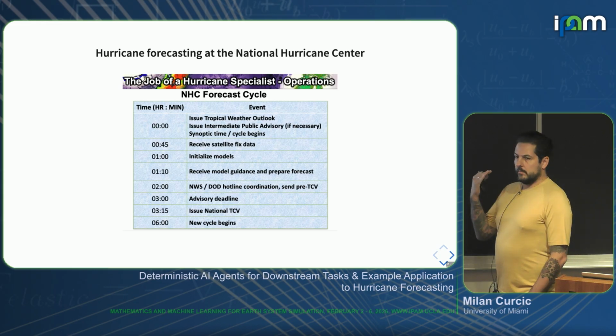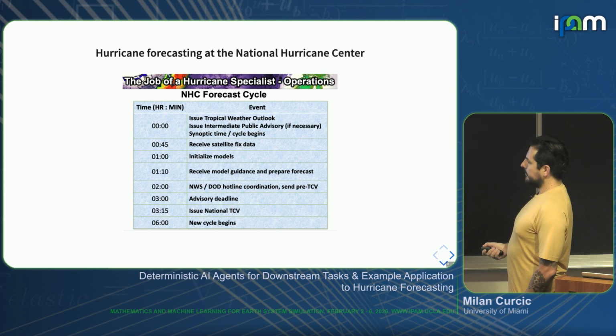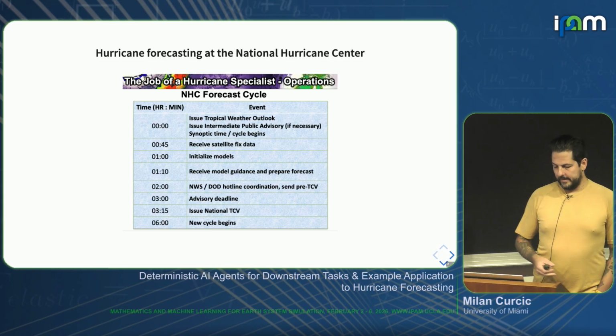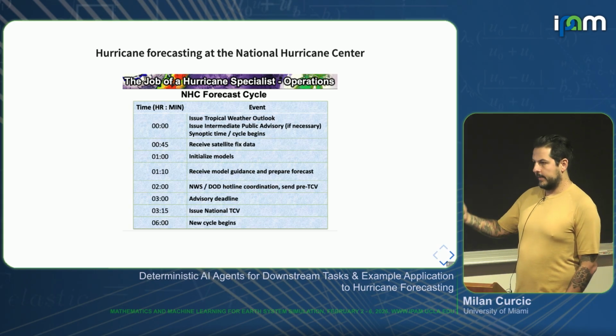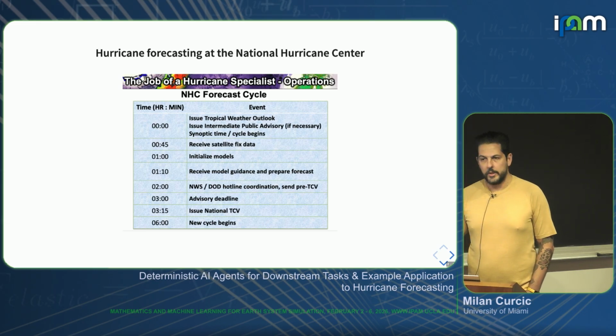They run some track models based on existing NWP models that other agencies run. And then they prepare a forecast. So that happens basically within 3 hours. And then at hour 6, a new cycle begins, and it just goes like that until there are no active storms.